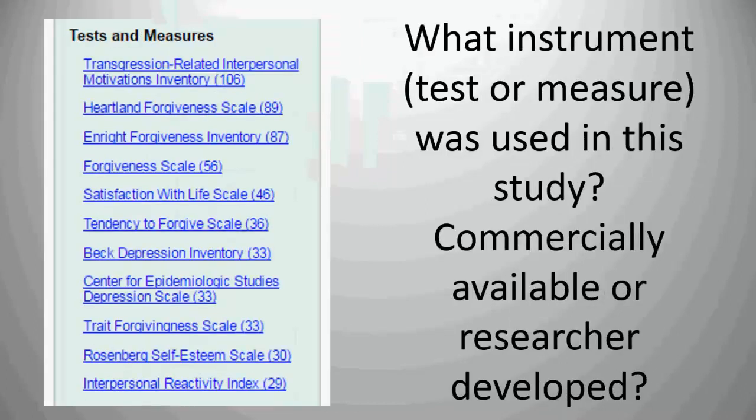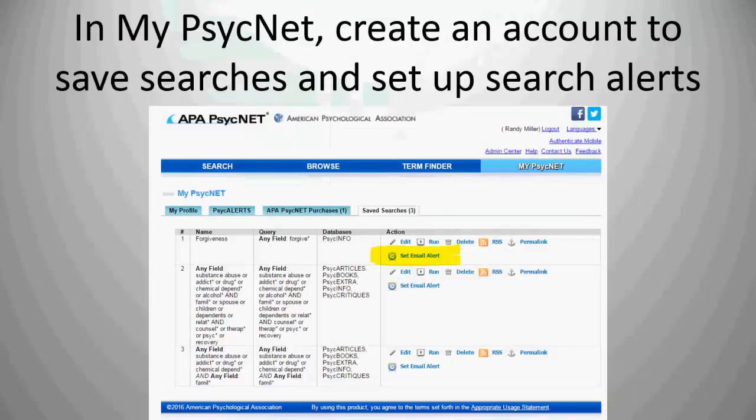What instrument, test, or measure was used in this study? Is it a commercially available test like the Beck Depression Inventory listed here? Or is it a researcher-developed instrument that you could probably use for free? Mental Measurements Yearbook only lists commercially available tests, but it lets you see research being done with a variety of scales so that you could decide which instrument you're going to use.